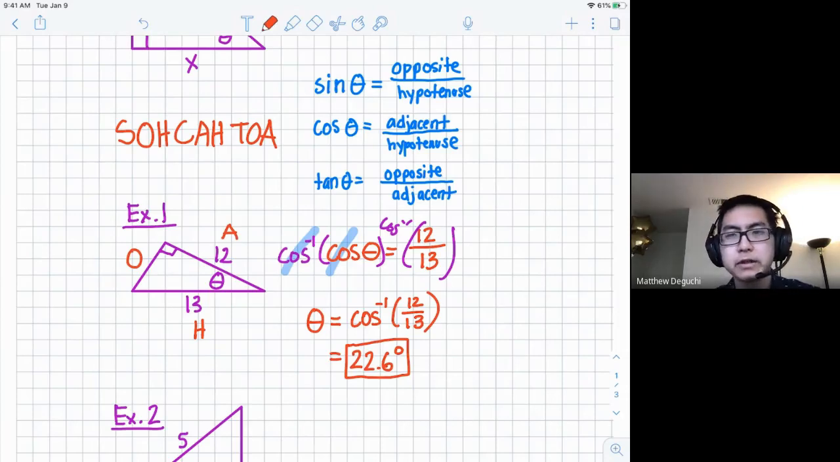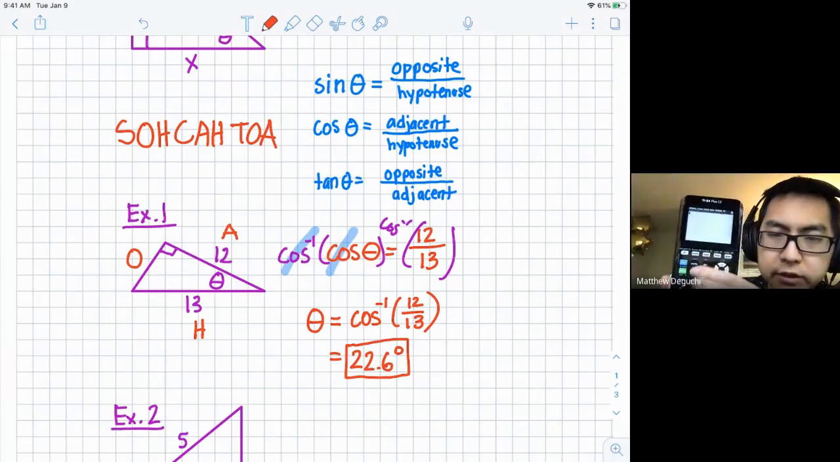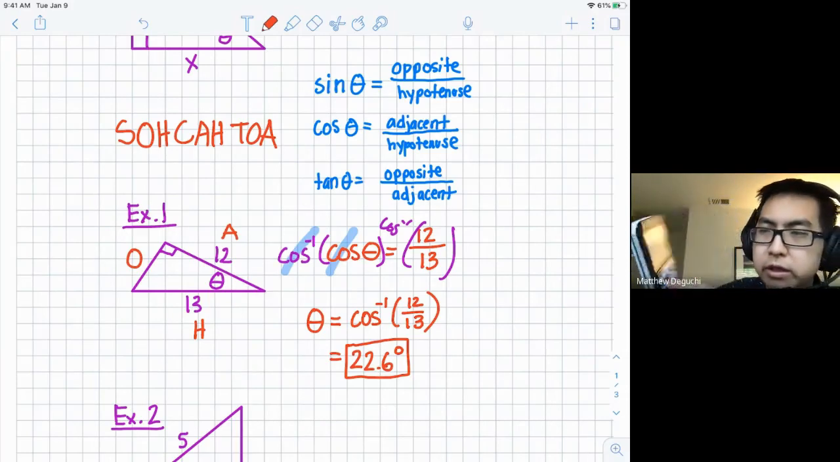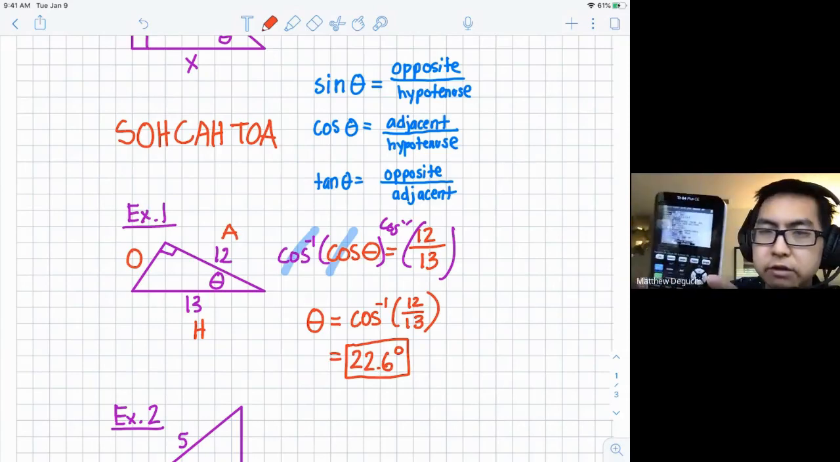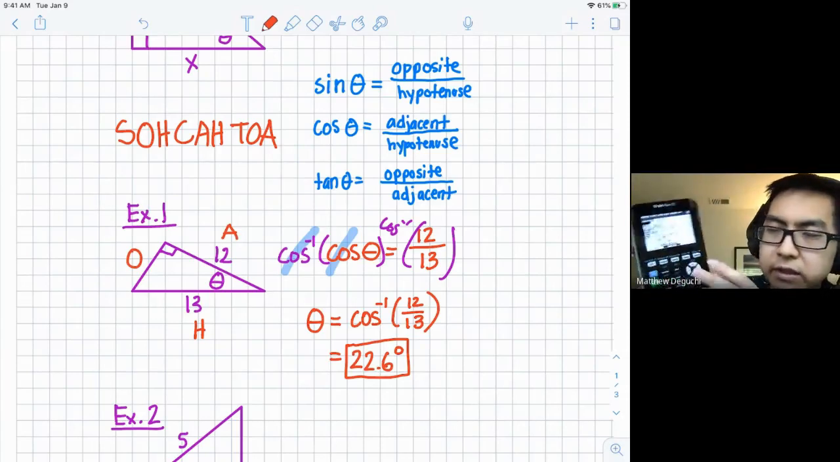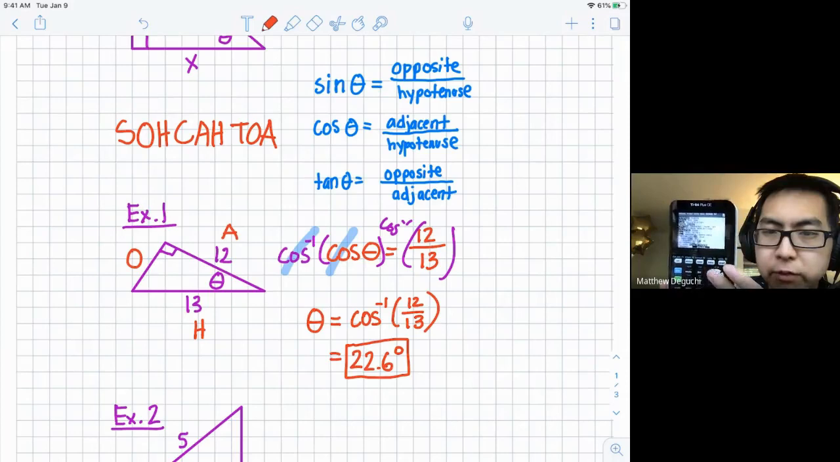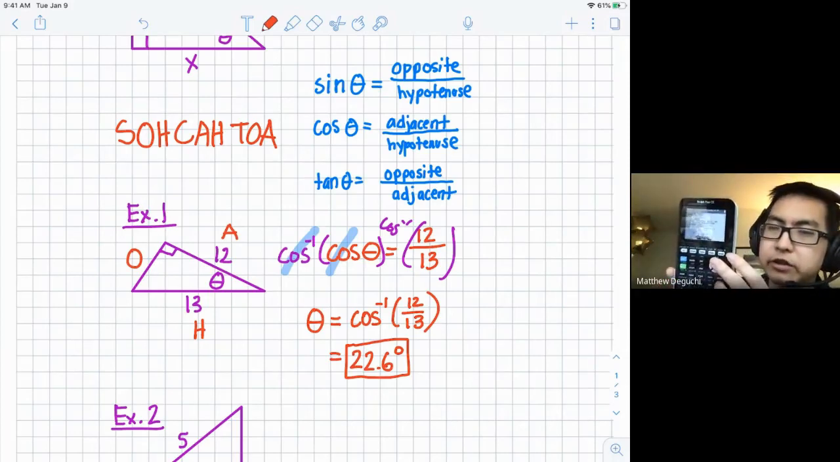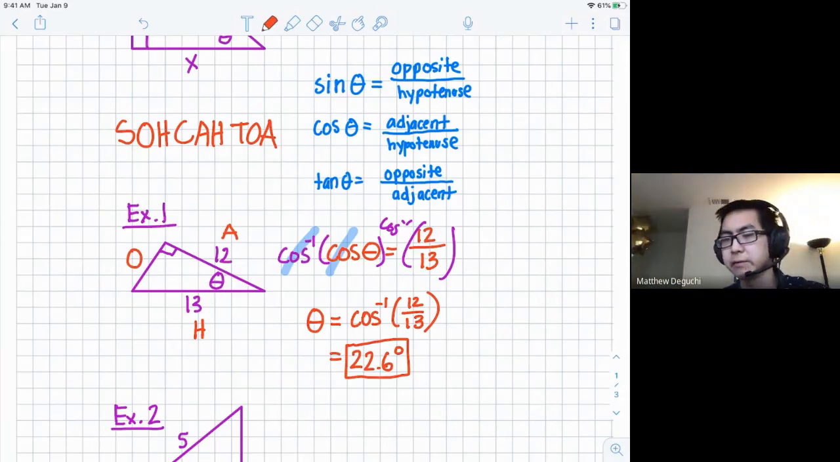Okay, so for the TI-84, to change it to degrees, you have to click the word mode, and then it's going to give you a pop-up menu. On mode, if you scroll down just a tad bit, you'll see that it says degrees and radians. So just hover over degrees, press enter, and then you should be in degrees from there. Okay, we're going to move on.